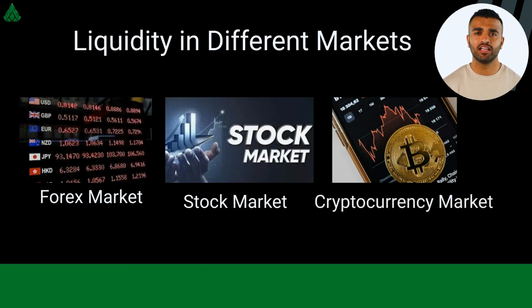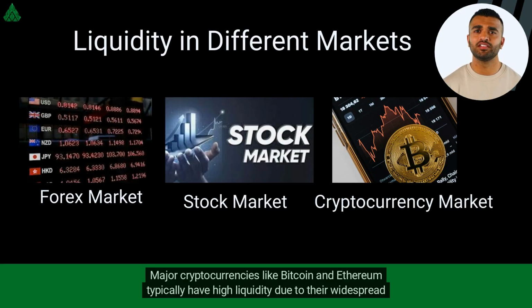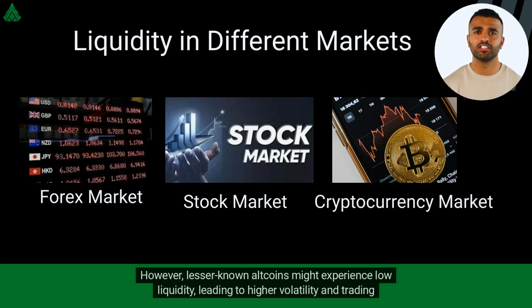Cryptocurrency market. Liquidity in the cryptocurrency market can vary widely. Major cryptocurrencies like Bitcoin and Ethereum typically have high liquidity due to their widespread adoption and large market caps. However, lesser-known altcoins might experience low liquidity, leading to higher volatility and trading risks.